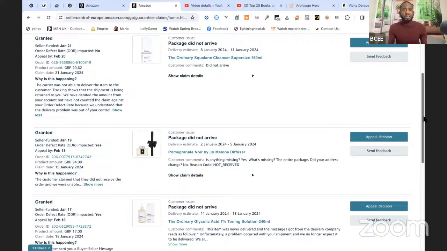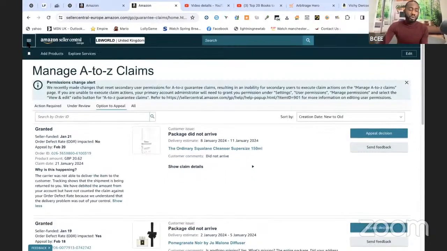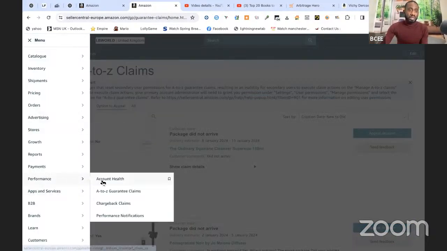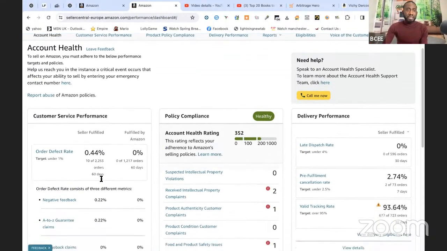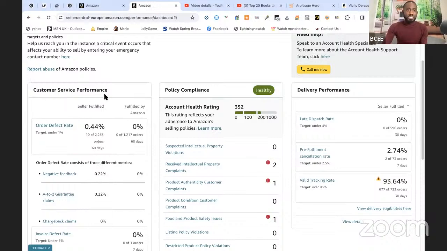So the key thing here is that if a customer complains and applies for A to Z guarantee, Amazon would give them the money back. So the onus is on you to appeal to Amazon and show Amazon evidence that this product was delivered. This is one of the ways that Amazon weighs your performance: A to Z guarantee and negative feedback. And that's this side, customer service performance.